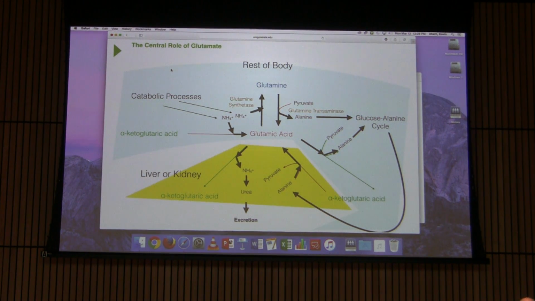Well, what happens with alanine? It goes to the glucose-alanine cycle, and everything else I described to you happens. So this might be happening out in a muscle cell somewhere. The glucose-alanine cycle gets it back to the liver.